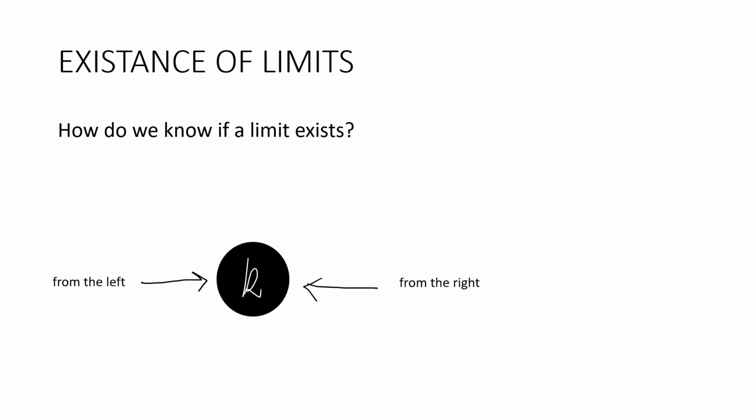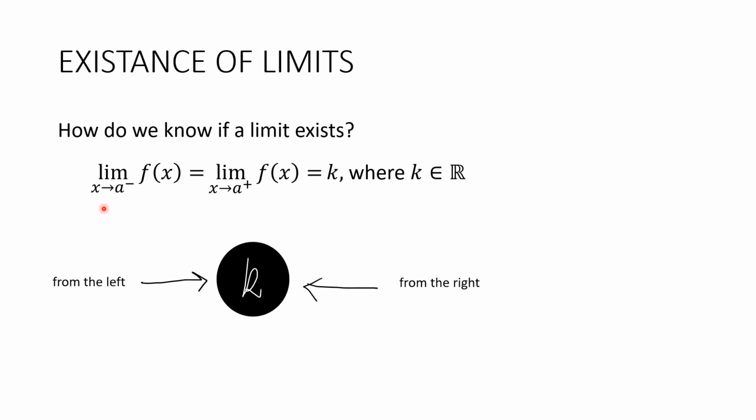This is how we write it. The limit as x approaches a from the negative side of f of x must be equal to the limit as x approaches a from the positive side of f of x, and they both have to equal k, and k has to be a real number. It can't be infinity.